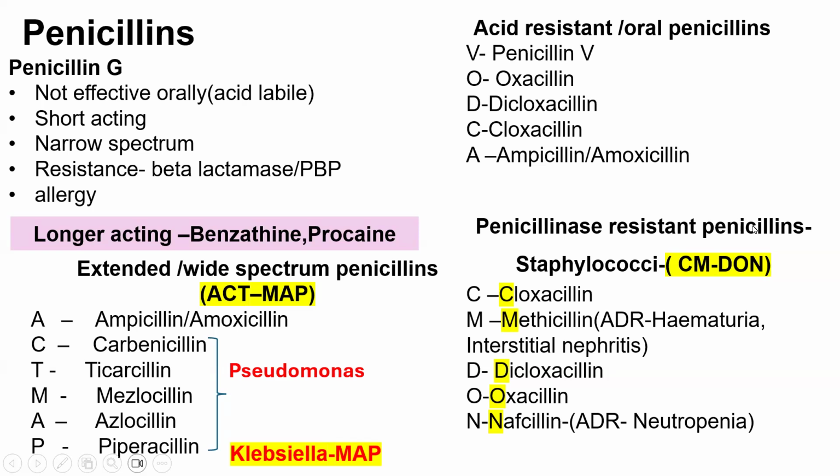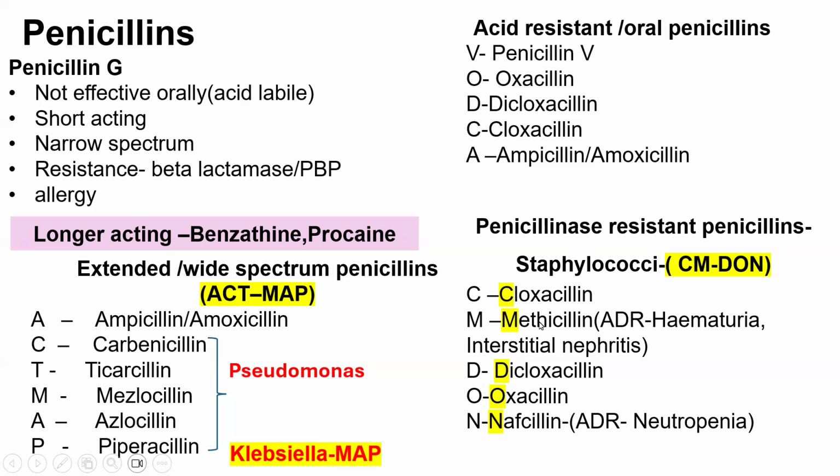And coming to penicillinase resistant penicillins, that is the penicillins which are resistant to penicillinase. You have to memorize these because in MCQs also they may ask you, which of the following is a penicillinase resistant penicillin, or they may ask you acid resistant penicillins. Okay, so you have to remember this. So remember CM DON. Okay, C for cloxacillin, methicillin, DON for dicloxacillin, oxacillin and nafcillin. So this is for penicillinase resistant penicillins.